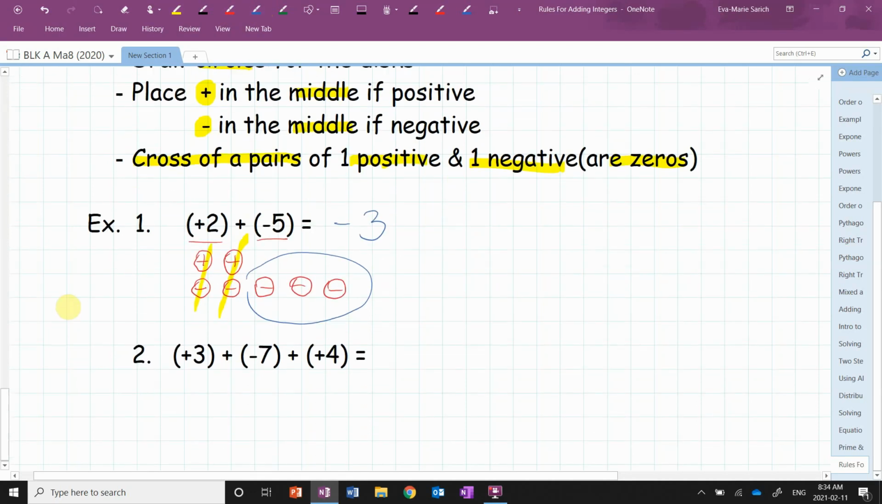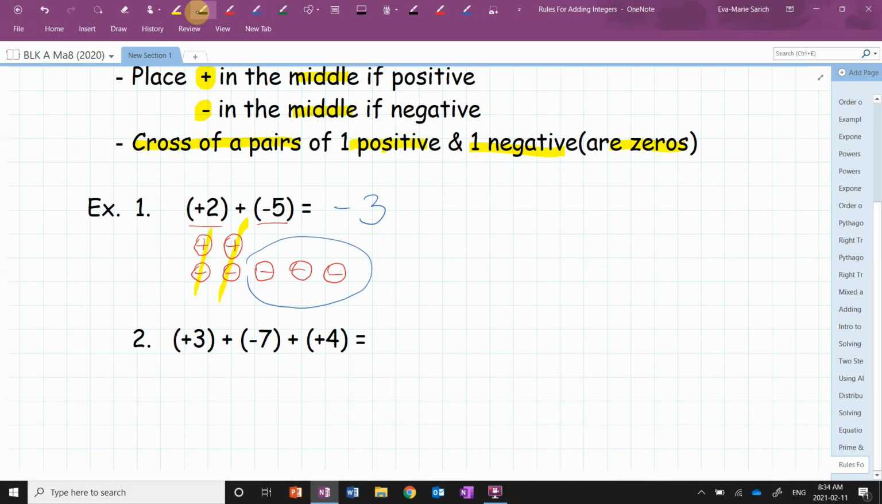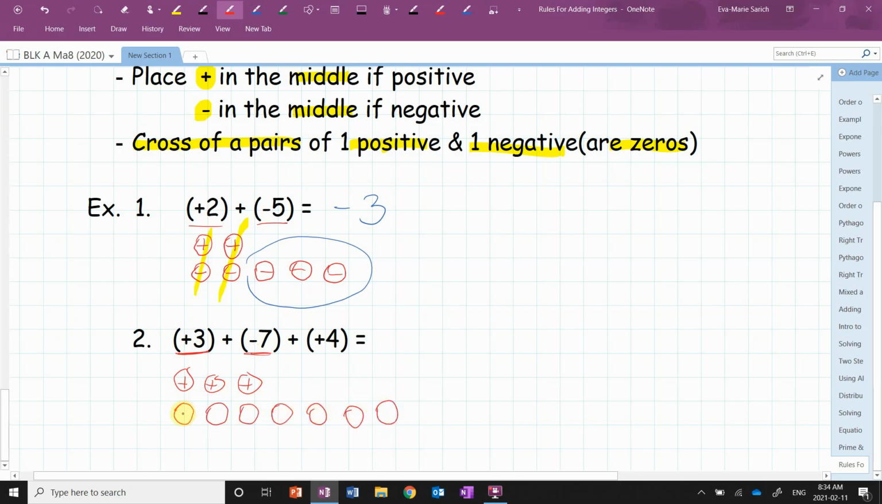Okay? Let's look at one more example. So 3 positives we're going to draw. 1, 2, 3 circles, put positives on them. And then we're going to draw 7 negatives. So we're going to do another row just below it with a negative. So I'm drawing 3, 4, 5, 6, 7 circles with negative signs in them.